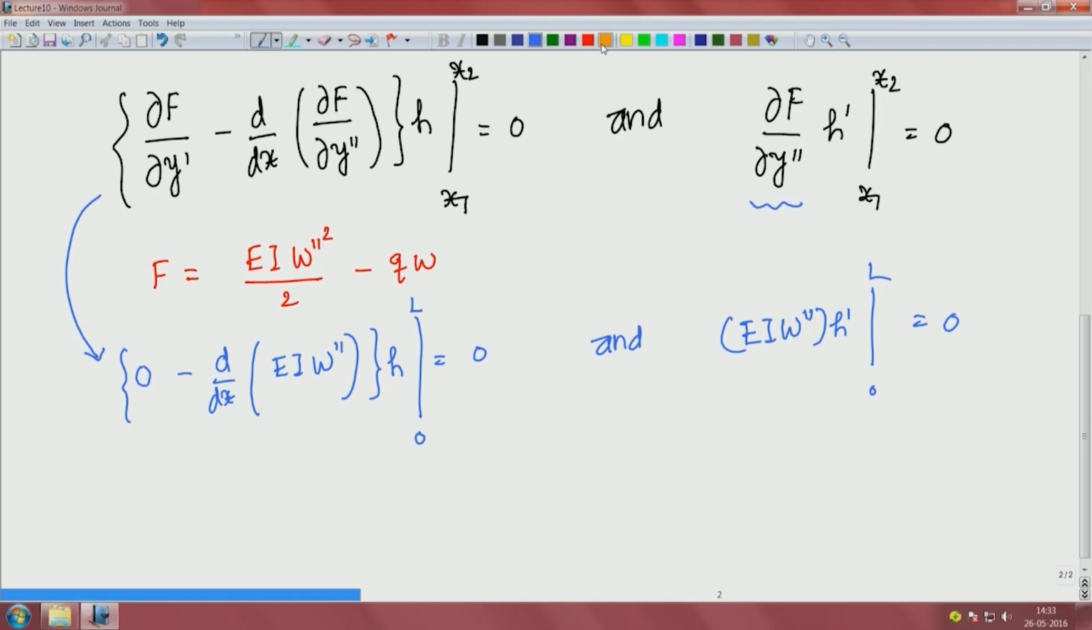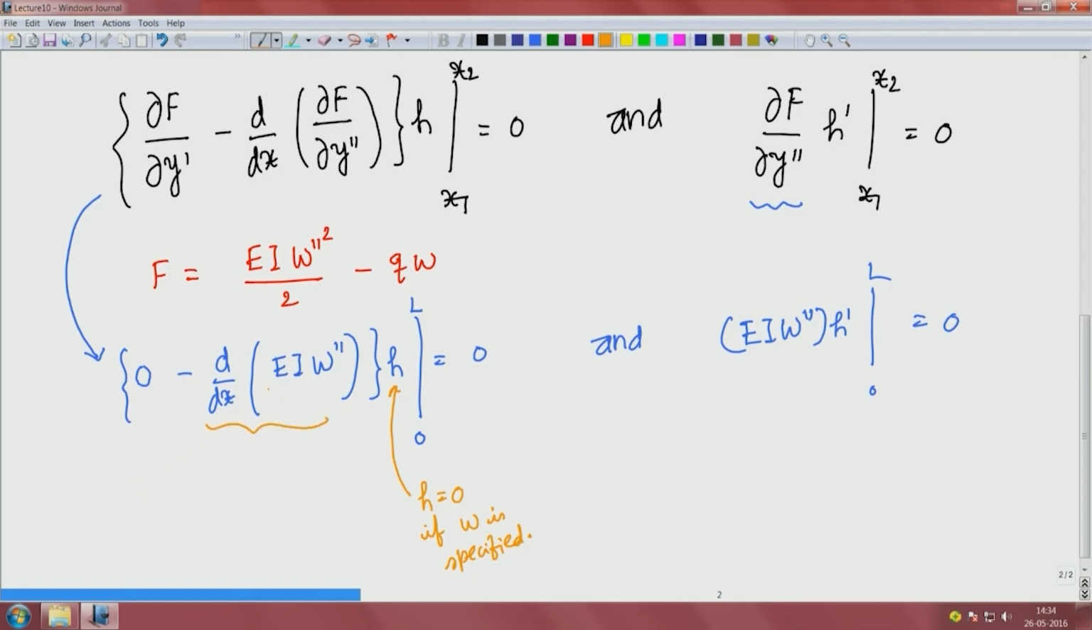Now, let us see what this means. If w is specified, h is equal to 0, like we had done in the case where the integrand depends only on y prime and not y double prime. h is equal to 0 if w is specified. Okay. If it is not specified, then this thing has to be 0, and this particular thing, minus, does not matter because it is equal to 0.